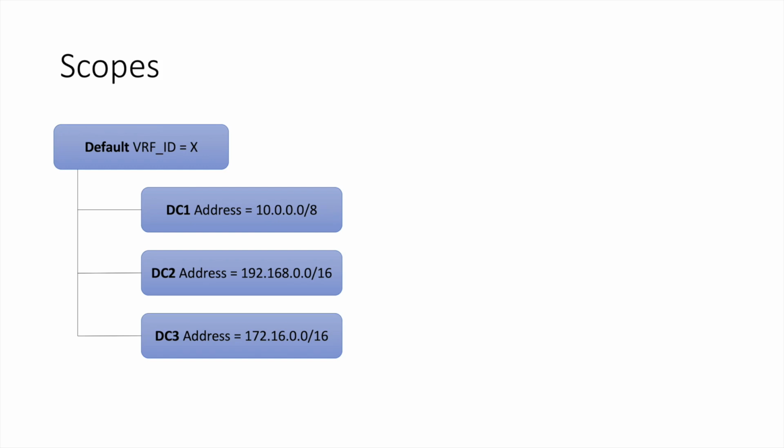If we look at the actuality of scopes, we always start off with the root scope, or the default scope, and it is always defined by a VRF ID. In this case, I just put X. Within that, we can have a scope for your different data centers, or however you want to split them up. We typically recommend splitting them up by data center. In this case, we have DC1 starting with the 10 network, DC2 with 192, and DC3 within the 172 network.